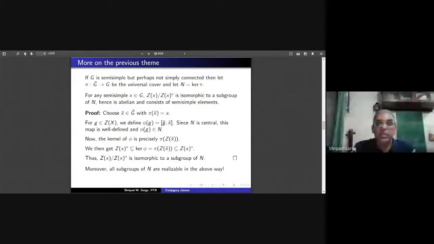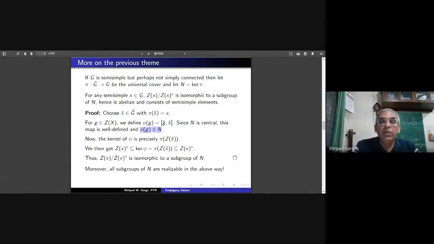So this is very basic. We have not used any higher advanced theory. This is simply looking at some basic group theory. We are starting with a centralizing element of small x. You choose any lift of G, choose any lift of X. You may fix that lift of X in the beginning and take the commutator G tilde X tilde. That is an element which is in the kernel of pi.